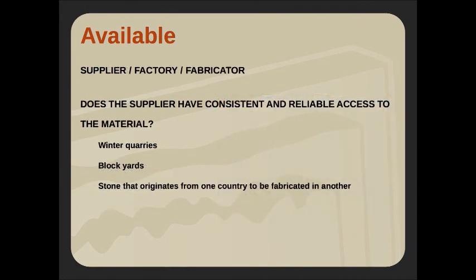Does the supplier have consistent and reliable access to the material? We talked about the winter quarries, block yards. We're seeing a lot nowadays, especially with China, they're cutting stone that originates from a different country altogether. And so if we're going to go that route, do they have access to enough of that material in the range that we want? And it's important that we're understanding that so we don't get ourselves in trouble.